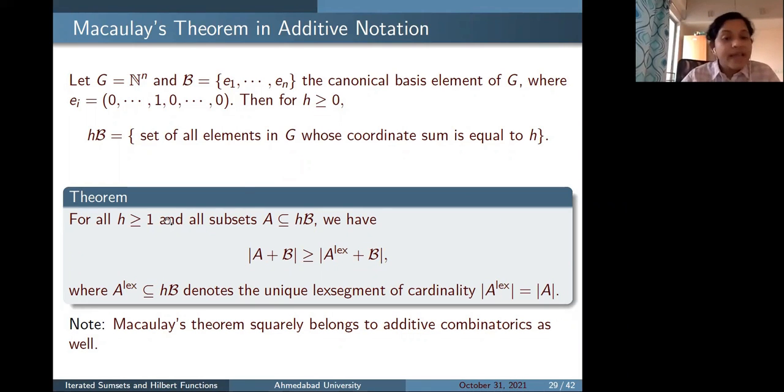Now we can say that there is a theorem which explains that for h greater than or equal to 1 and all subsets A of H B, we have the cardinality of A + B is greater than or equal to the cardinality of A_lex + B, where A_lex, a subset of H B, denotes the unique lex segment which has cardinality same as the cardinality of A. And this shows that Macaulay's theorem also belongs to additive combinatorics as well.